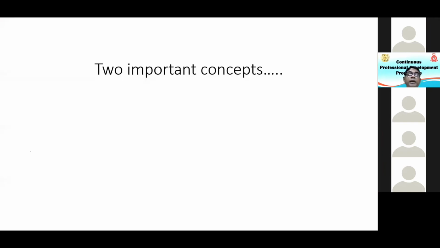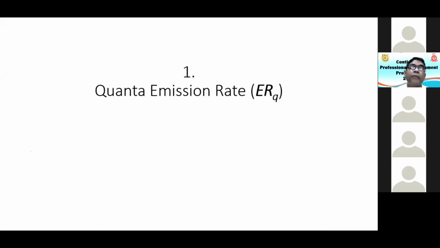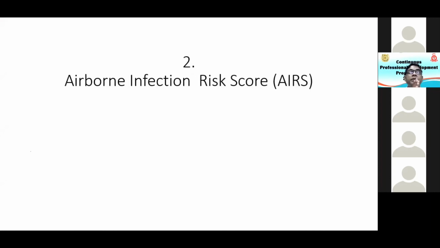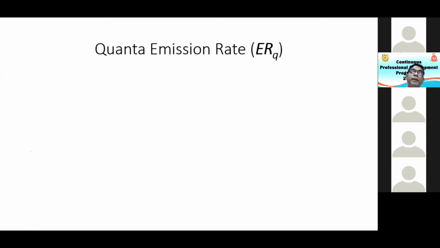Understanding virus transmission: when we talk about virus transmission, there are two important concepts that we have to understand. One is the contact emission rate, given as ERQ, and the second one is the airborne infection risk score, AIRS. If you can understand these two concepts and work out a plan to minimize them, you can get out of the problem of getting COVID. First we'll see what the contact emission rate is.